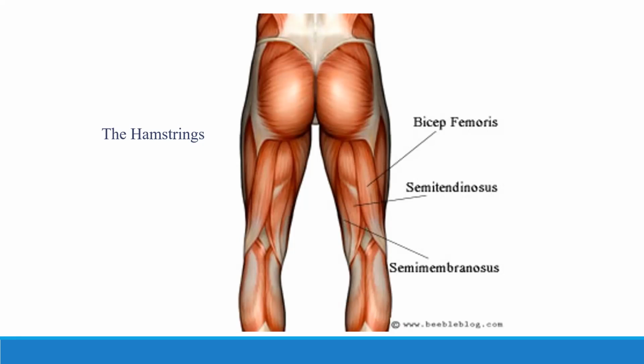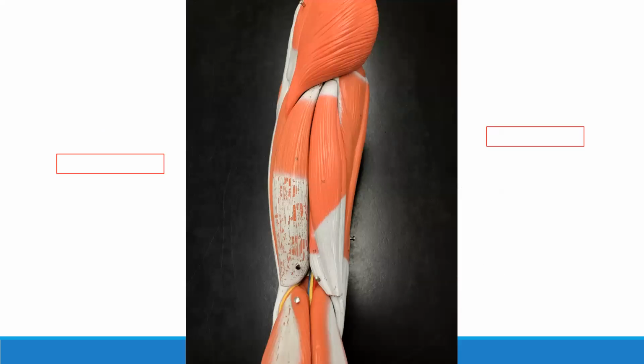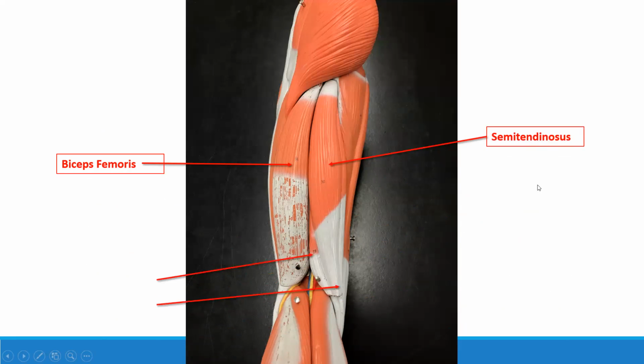The biceps femoris is the 3rd hamstring. It's on the lateral side. So here we see them here. Biceps femoris, that's the lateral side. And we have the semitendinosus on top and the semimembranosus underneath on the medial side.